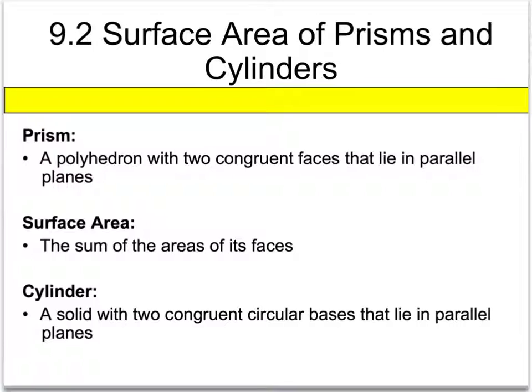The surface area is the sum of all of the areas of its faces, all of these combined. Two ways we can figure it out. You can either make a net and add them all together, or you can use the formula, which we are going to use tonight. And a cylinder is a solid with two congruent circular bases that lie in parallel planes. If you think of a cylinder, think of a can of pop, think of a can of soup. Okay, those are going to be your cylinders.